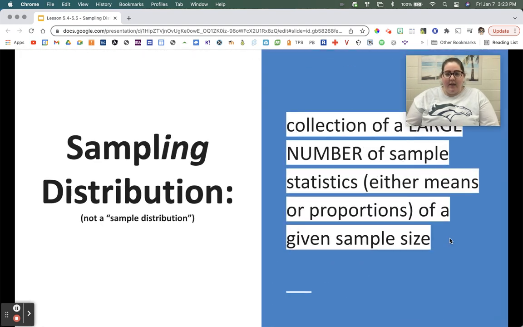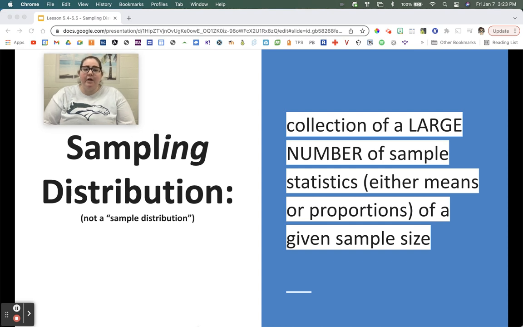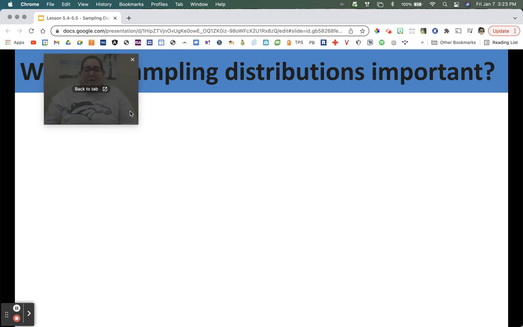So let's get started. And I'm going to start by just reminding you what we talked about briefly in class, which is what is a sampling distribution. It is basically a collection of a large number of sample statistics, either means or proportions, of a given sample size. So the idea with the sampling distribution is that if I take a whole lot of samples of the same size from a population, we want to know what does the distribution of either the means or the proportions, depending on what type of data it is, actually look like on a graph?